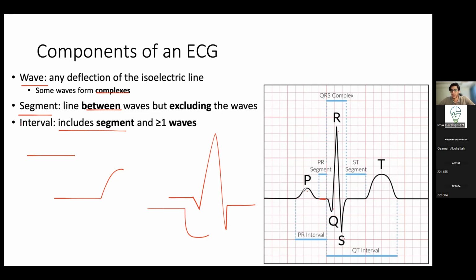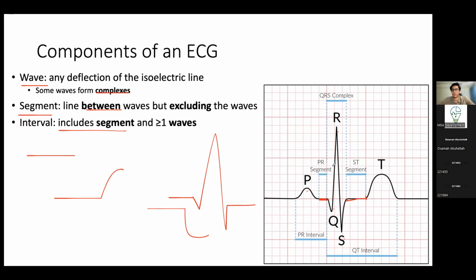But they call it the PR segment. I don't know why they shouldn't really call it the PQ segment, but everyone just calls it the PR segment. And it does not include the wave. It's an isoelectric line between the waves, but does not include the wave. We have an ST segment, which is between the S wave and the T wave. It's an isoelectric horizontal line that does not include the wave, but is between the waves.